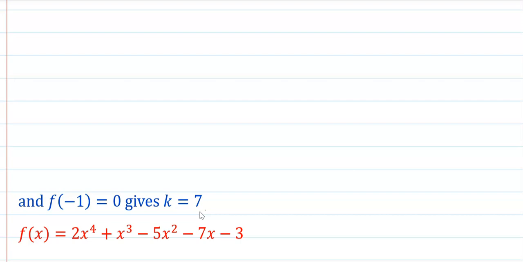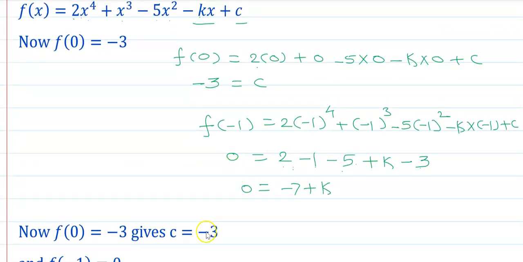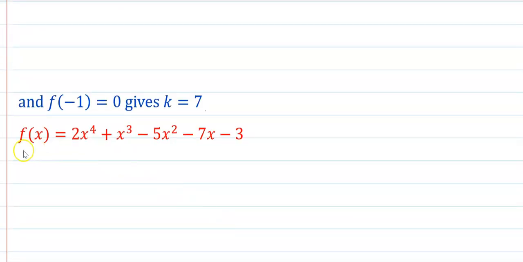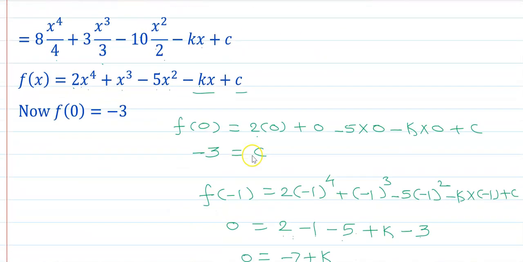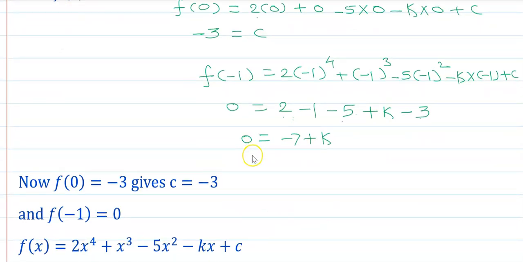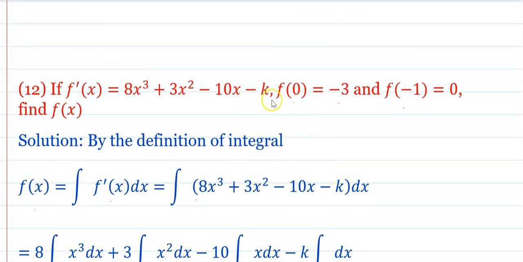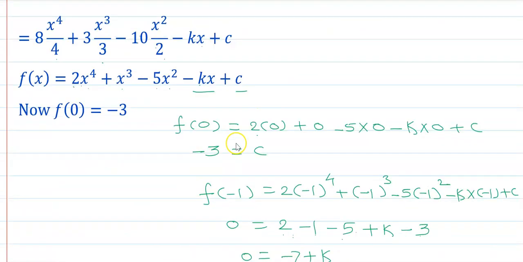Now substitute the value of c, which is minus 3, and k, that is 7. Hence, the required polynomial is f of x equals 2x raised to 4 plus x cube minus 5x square minus 7x minus 3 in this way. See this? The value of k is here 7. Substitute k is 7, c is minus 3 in this polynomial.